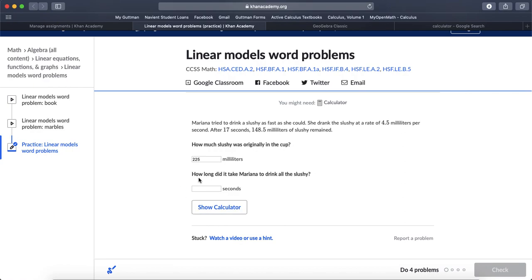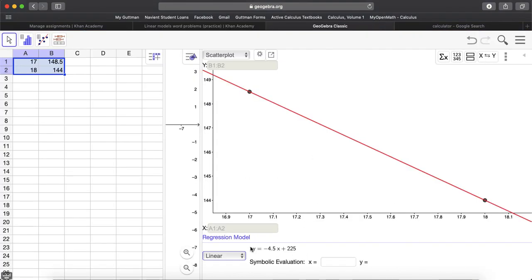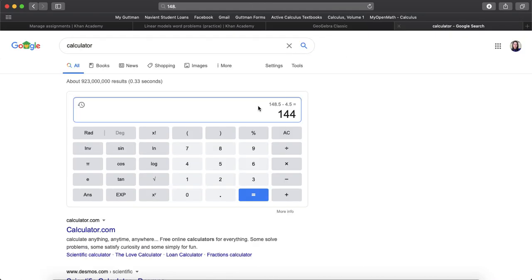This next question is asking how long did it take Mariana to drink all of the slushie? If I'm drinking all of the slushie, that means that I'll have 0 remaining. So my output, my y value, is going to be 0. So that you'll have to solve on your own. I'm just going to quickly do it now on my calculator. I'm not going to show you how to do it algebraically, but you should already know how to.